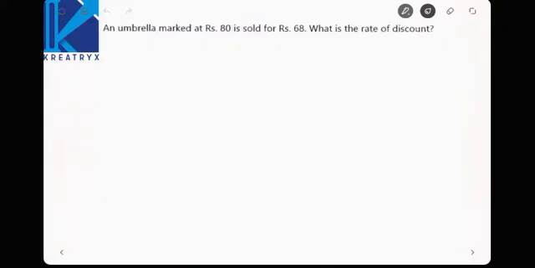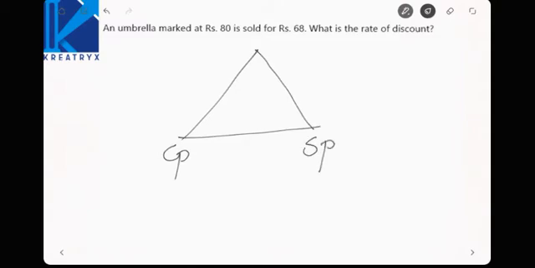Next, an umbrella marked at rupees 80 is sold for rupees 68. What is the rate of discount obtained? See here, we have a discount triad. Observe the discount triad here: cost price, selling price, and market price. Discount is always given on market price. Profit or loss will be on cost price, right?